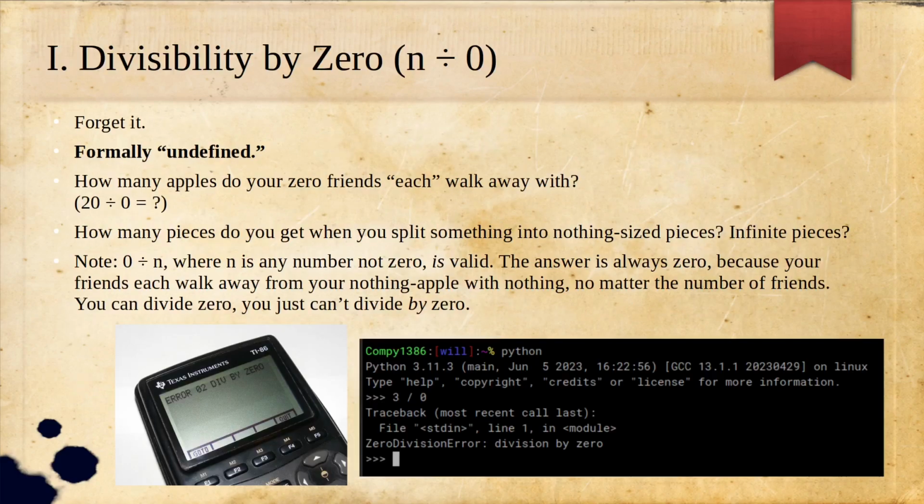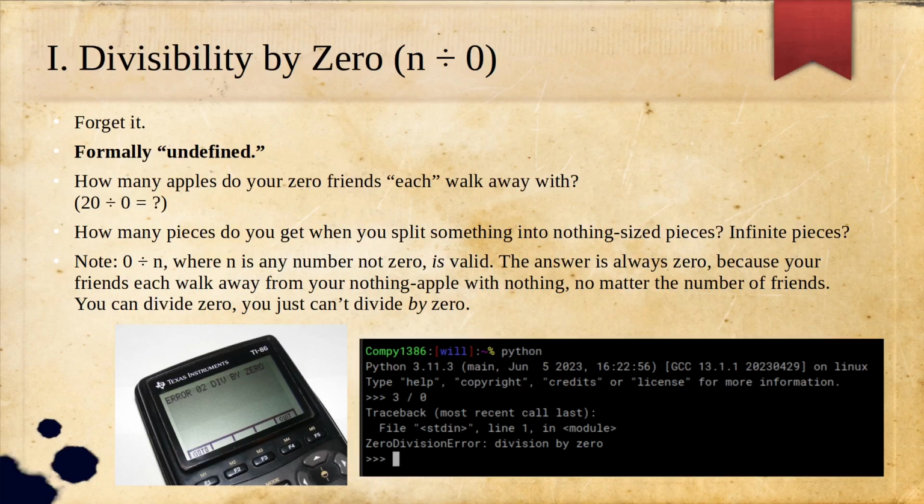First up, divisibility by 0. Quick answer, don't bother trying. Formally, the mathematicians call division by 0 undefined. And in plain English, how many apples do your 0 friends each walk away with? How do you answer the question of how many pieces you get when you split something into nothing-sized pieces? Do you get infinite pieces? Don't feel bad if you can't answer the question, because calculators and computers also soil their bedsheets when asked.